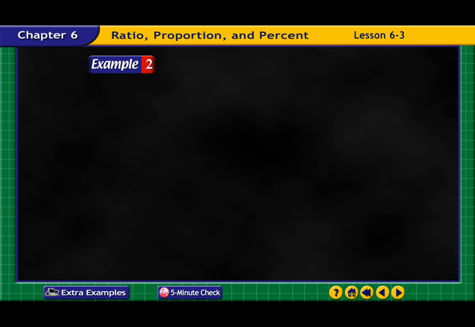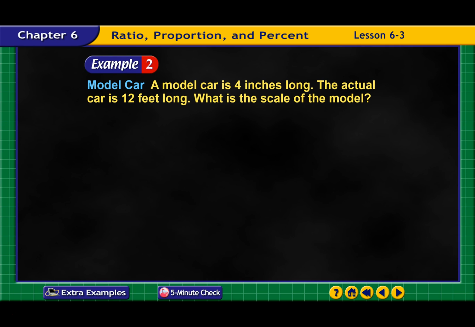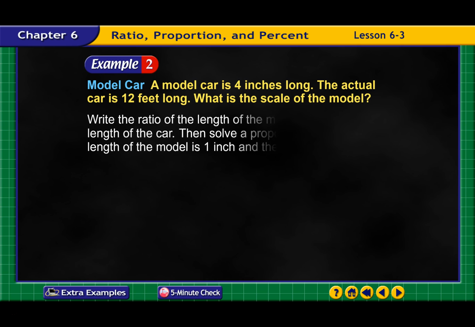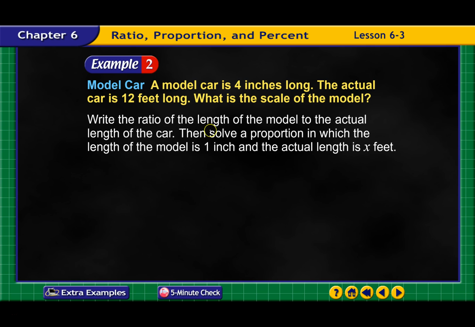Ta-da! Keep going. A model car is 4 inches long, and the actual car is 12 feet long. What is the scale of the model? Okay, so write the ratio of the length of the model to the actual length of the car. So we're going to go length of model to the actual length of the car. Let's put A for actual. Then solve the proportion, which is the length of the model, 1 inch, to the actual feet.